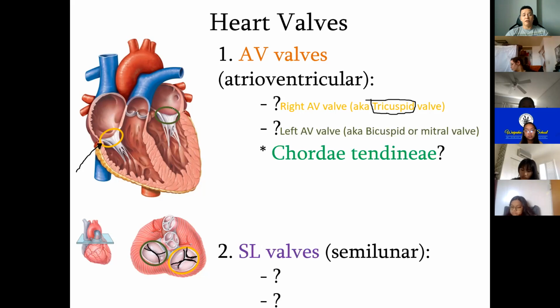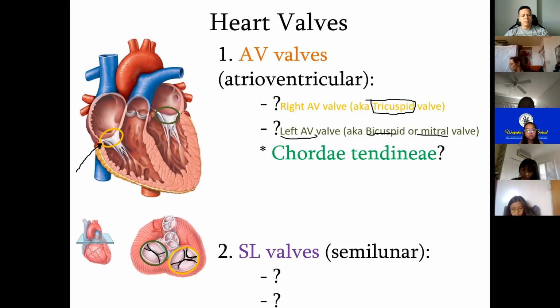Same situation for the left AV. It is either the left AV, the bicuspid, or the mitral. If you put down there the left bicuspid or the left mitral, you'll have a point taken away from it, because that is not correct, okay?